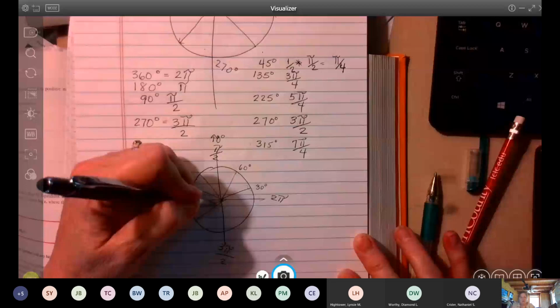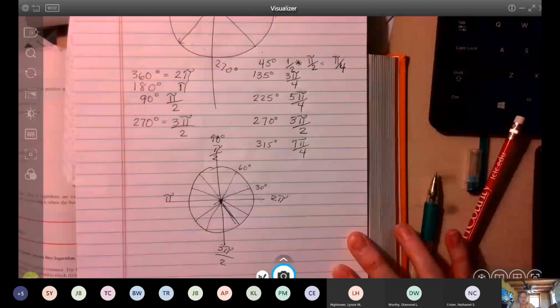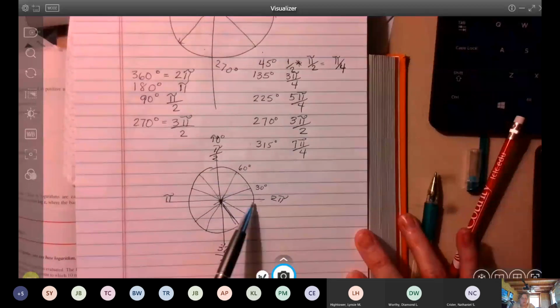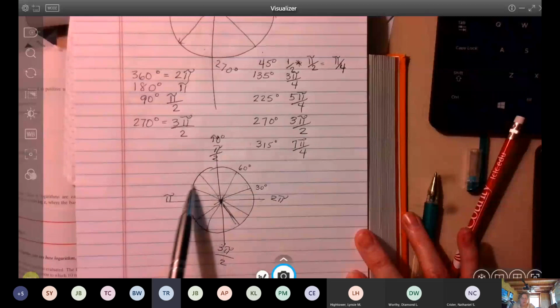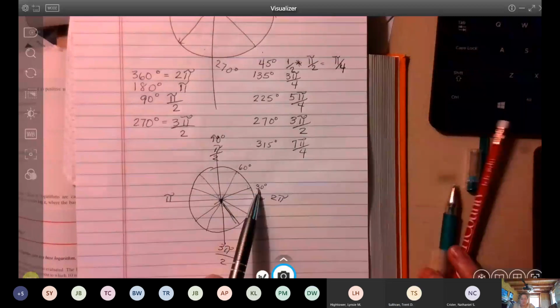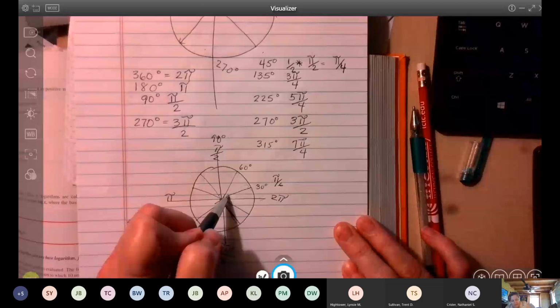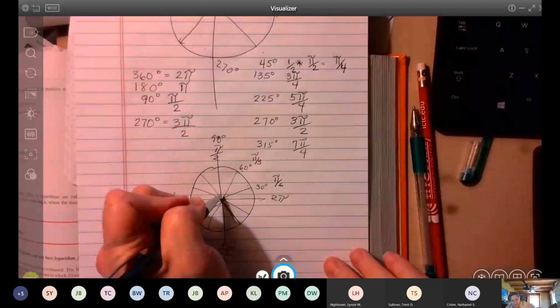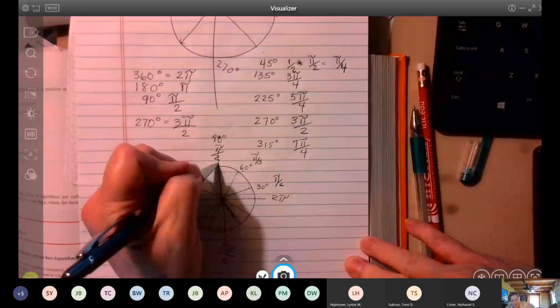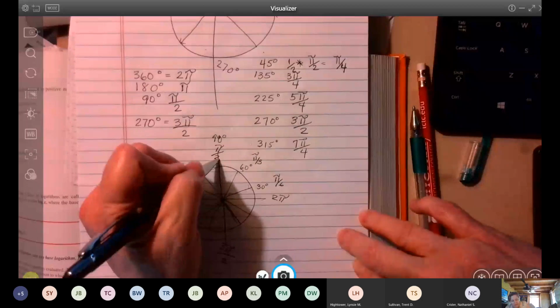So then what is 30 degrees going to be? If I've divided 1 pi into 6 different pieces, then 30 degrees is going to be what? Pi over 6. Then you've got 2 pi over 6, which reduces to pi over 3. 3 pi over 6, which reduces to pi over 2. 4 pi over 6, 5 pi over 6, 6 pi over 6.